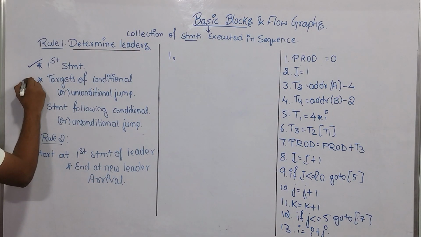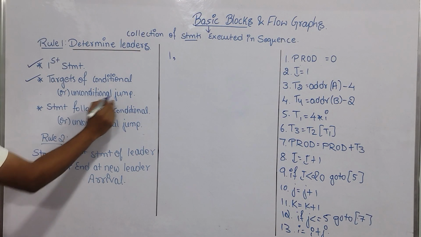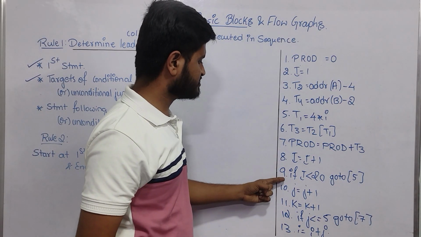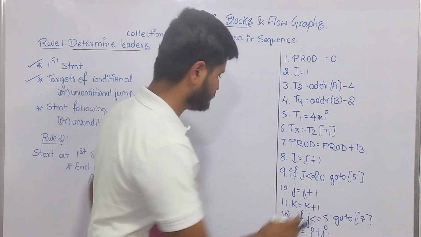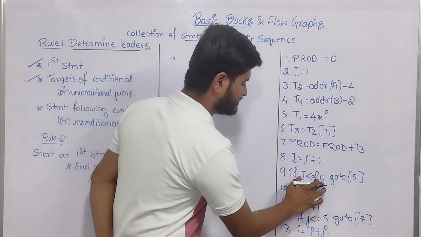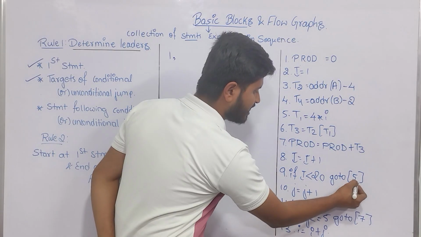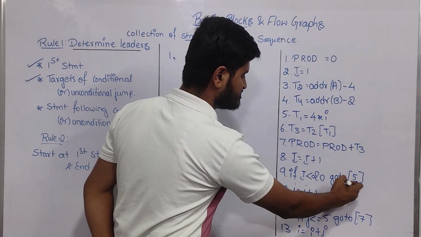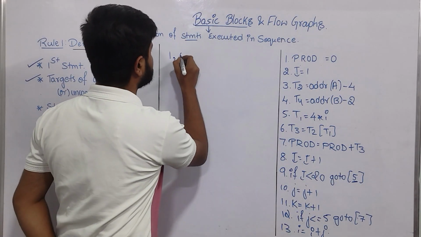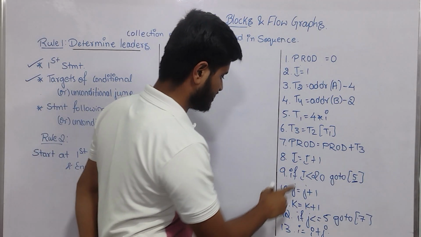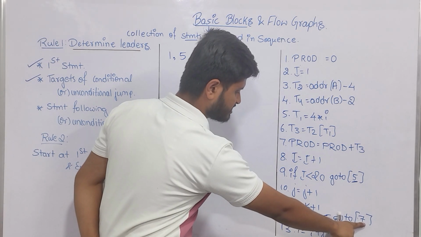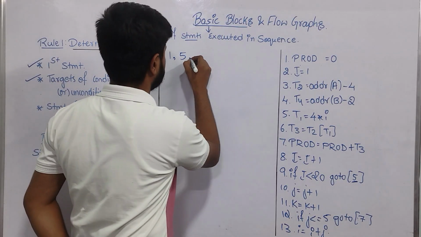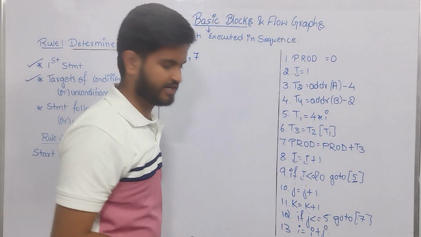Next, the target of a conditional or unconditional jump. Where is the conditional or unconditional jump? Where there will be a go to. If you see here, if I less than 20, go to 5. This is the target, so 5 will become the leader. Again, next is 7, which is the target of the 12th instruction. So 7 will also be the leader.